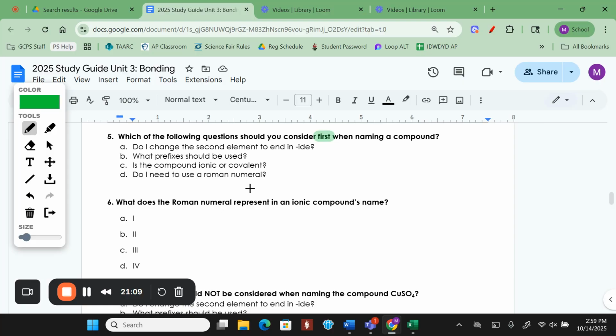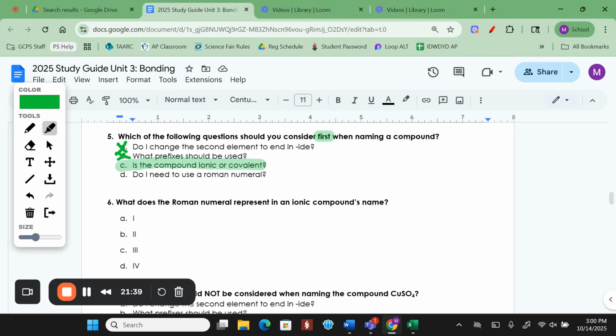So do I change the second element to end in IDE? No, the second element does not get named first. What prefixes should be used? Is that an element question that we would probably want to address? Yes, it could be, but is it our first? No. Is the compound ionic or covalent? Yes. This is the question that we would want to consider first.